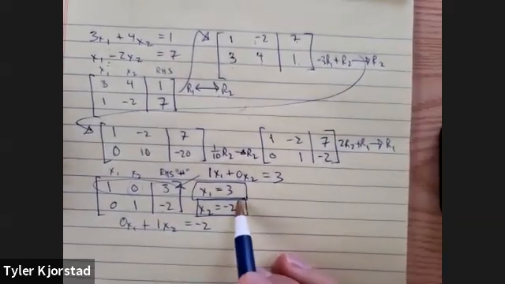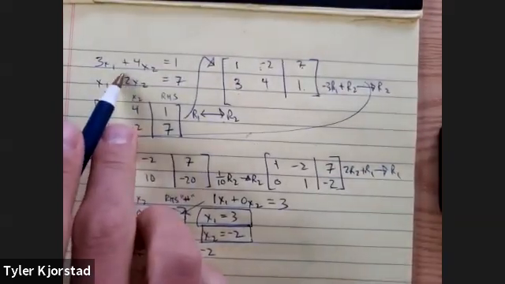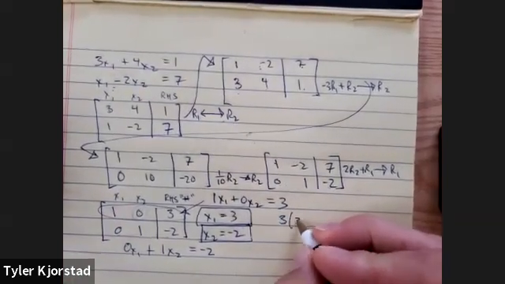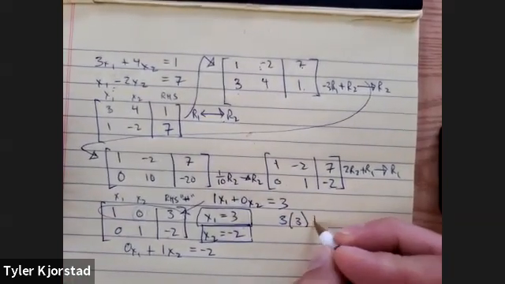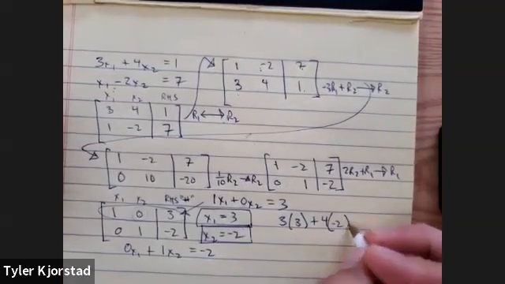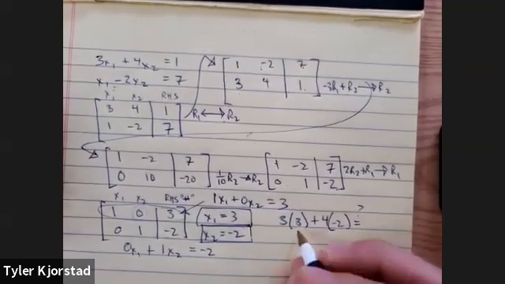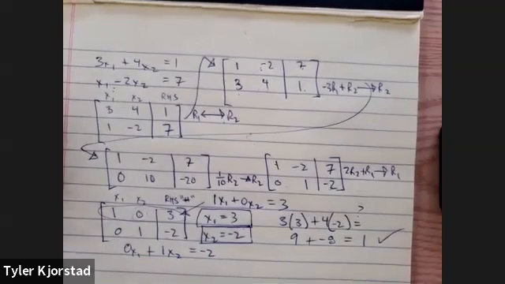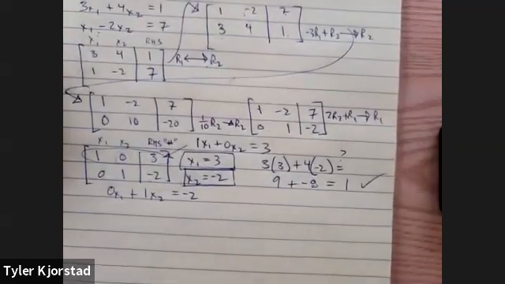If you're ever in doubt whether this works, you can always go back and plug it in and check. Let's check that first one. We'd have 3 times x sub 1 plus 4 times x sub 2, where x sub 2 is negative 2. Does that equal 1? 9 plus negative 8 is 1. Yes, that equals 1. Check. So you see that that works. Awesome.